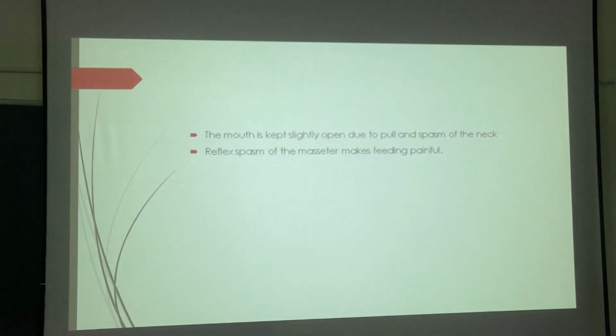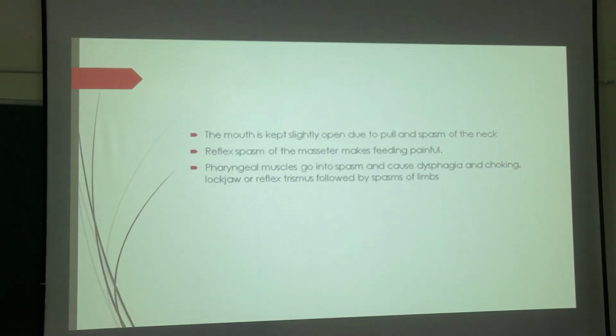The baby cannot perform that reflex. That's why the baby has progressive feeding difficulty, becomes rigid and develops paralysis, and may develop opisthotonos posture and experience painful spasm. What does it look like? The mouth is kept slightly open due to pull of the spasm of the neck. Reflex spasm of the masseter makes the feeding painful, and pharyngeal muscles undergo spasm and can cause dysphagia, choking, lockjaw and trismus.